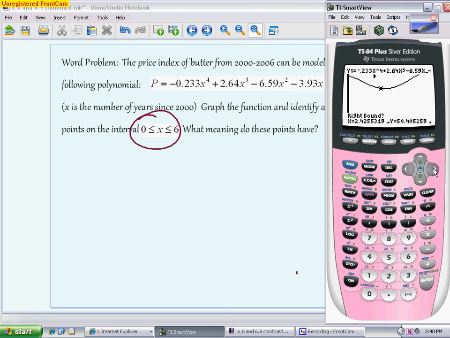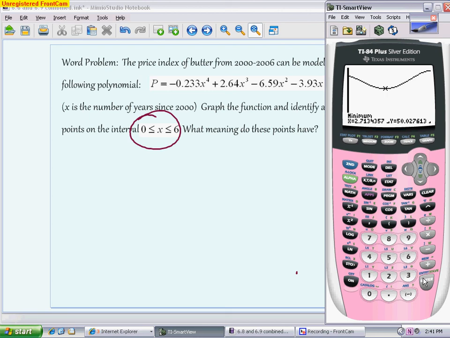So I can use my right arrow. I can also just pick an x value that looks like it's on the right side and just type that in. That would be fine too. Hit enter. It will ask you to guess. You just need to enter one more time. And it will flash on the minimum. It will say minimum down at the bottom of the screen, and it will give you the coordinates.